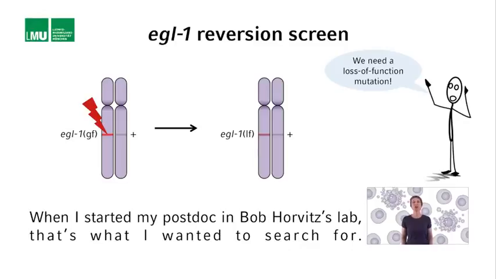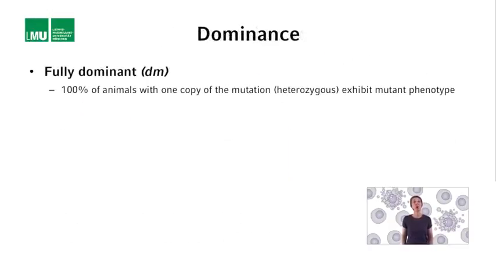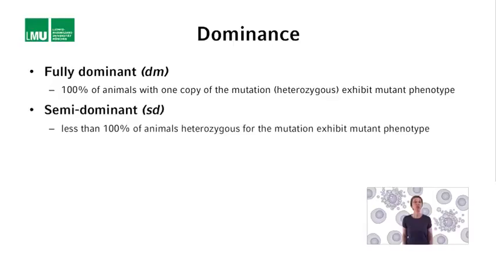When I started to work on AGO1, 7 dominant AGO1 mutations had been isolated, and they all caused an AGO phenotype. However, some of these mutations were fully dominant, whereas others were what is referred to as semi-dominant. A mutation is called fully dominant if 100% of animals heterozygous for the mutation exhibit the mutant phenotype. And a mutation is called semi-dominant if less than 100% of animals heterozygous for the mutation exhibit the mutant phenotype.